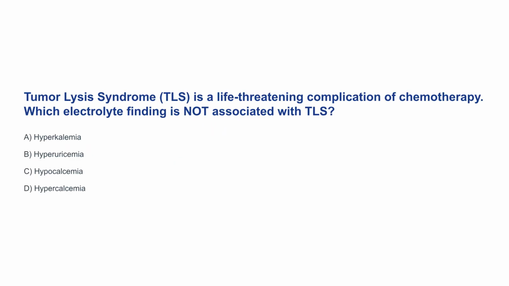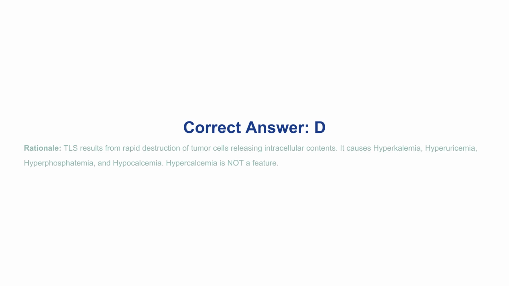Tumor lysis syndrome, or TLS, is a life-threatening complication of chemotherapy. Which electrolyte finding is not associated with TLS? The correct answer is D. Hypercalcemia is not a feature of TLS. TLS causes hyperkalemia, hyperuricemia, hyperphosphatemia, and hypocalcemia due to the rapid destruction of tumor cells.